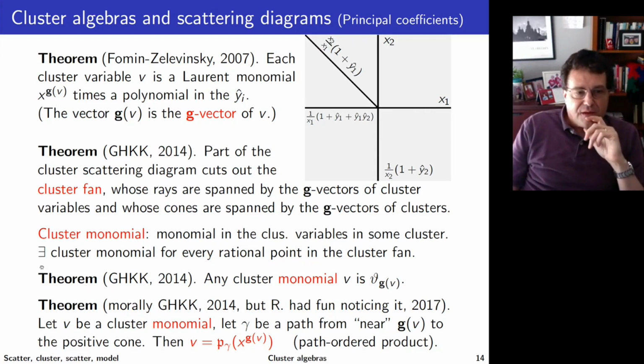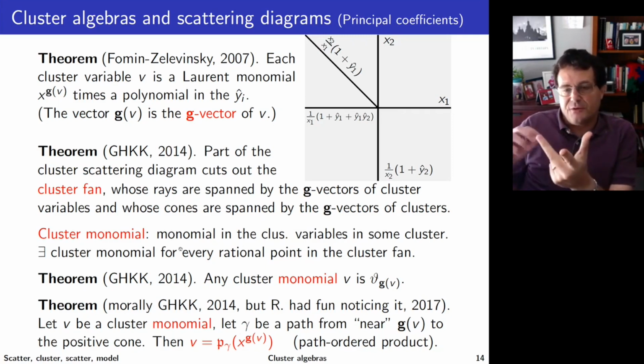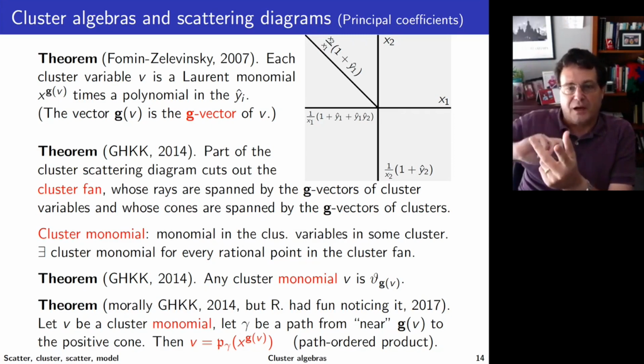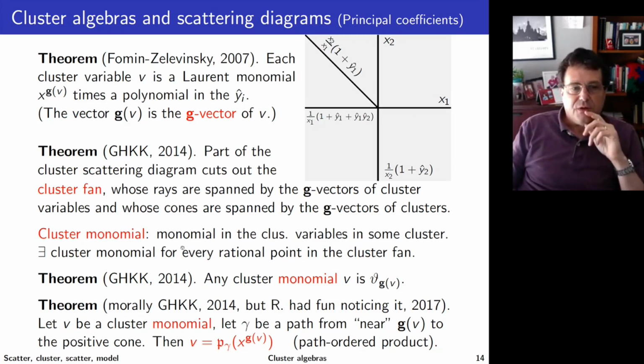Another thing I want to mention is how cluster variables connect to theta functions and other things. I'm going to phrase it in terms of cluster monomials. A cluster monomial is a monomial in the cluster variables in some cluster. I can take non-negative powers of those, multiply them together, and I get a cluster monomial. There's a cluster monomial for every rational point in the cluster fan. And the theorem from Gross-Hacking-Keel-Kontsevich is that any cluster monomial is just a theta function.